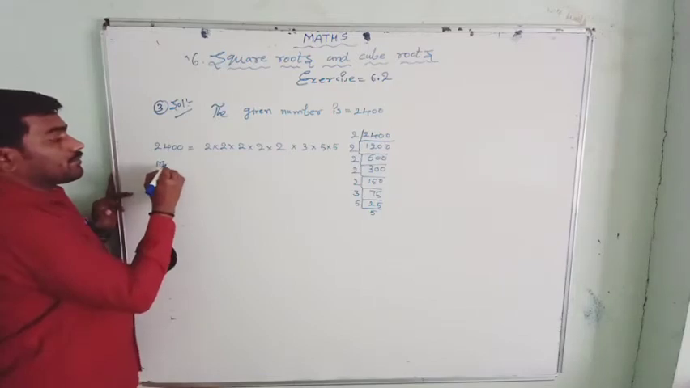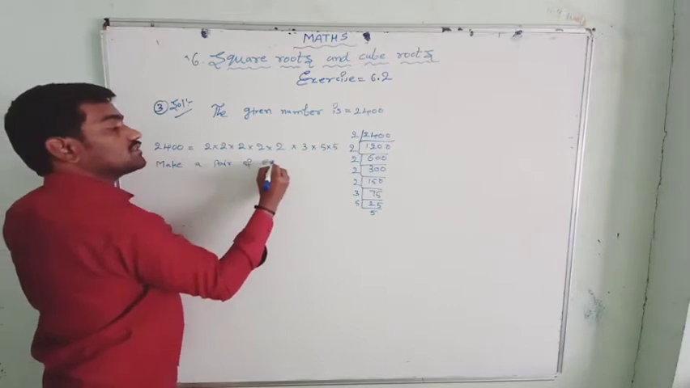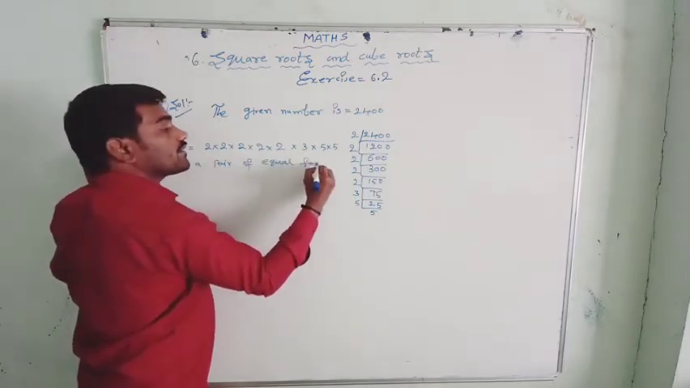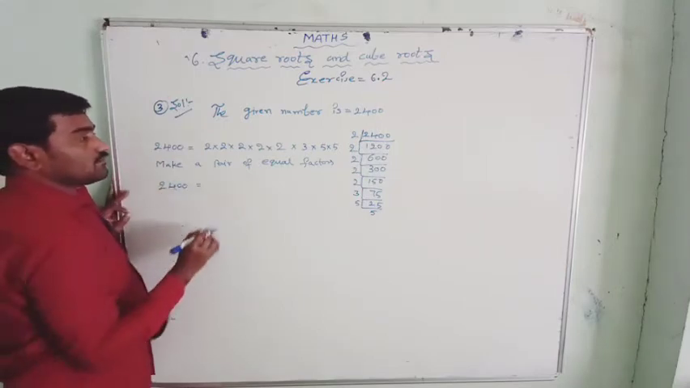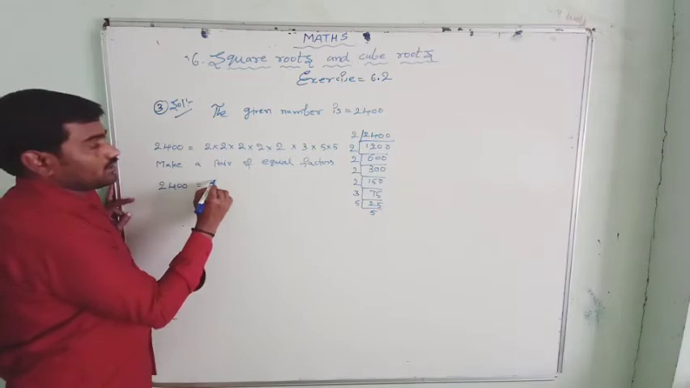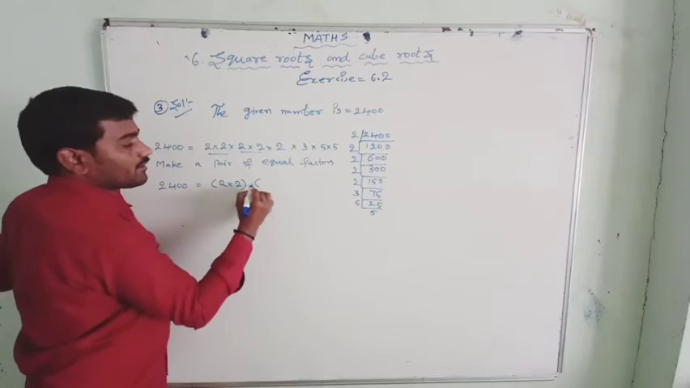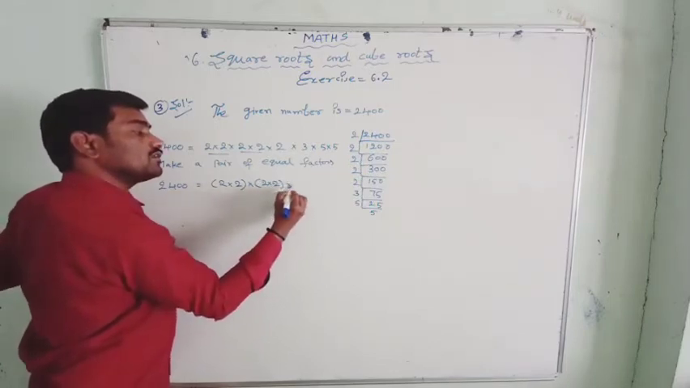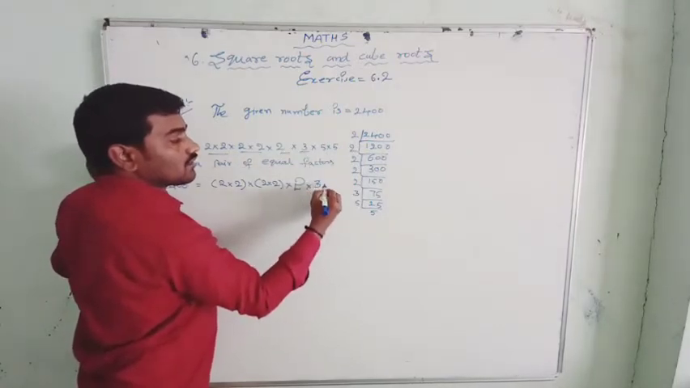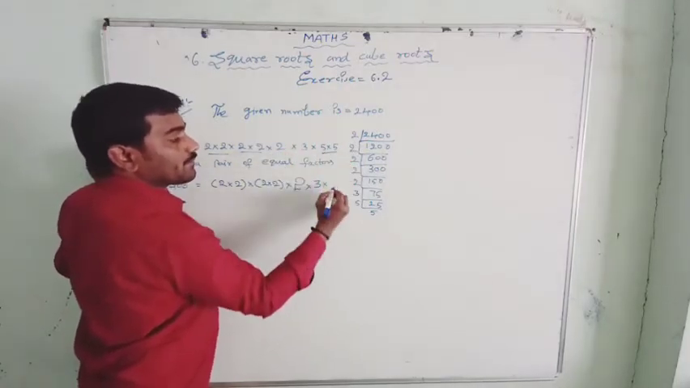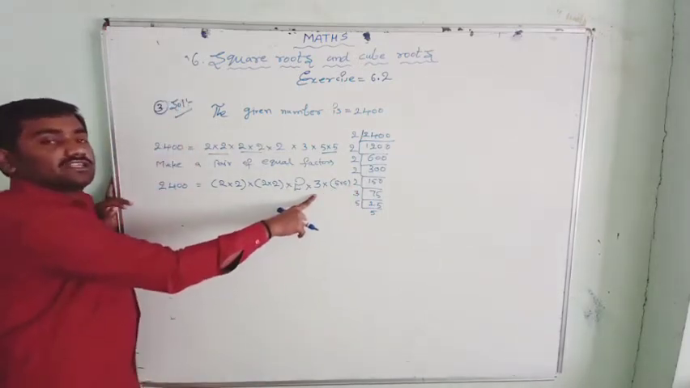Make a pair of equal factors. These are equal factors, no? Make it as a pair. Here 2 into 2 is one pair. These 2s are one pair. This 2 is alone. Again, this 3 is alone. These two numbers, 5 into 5, are a pair. So the unpaired numbers are what? 2 and 3.